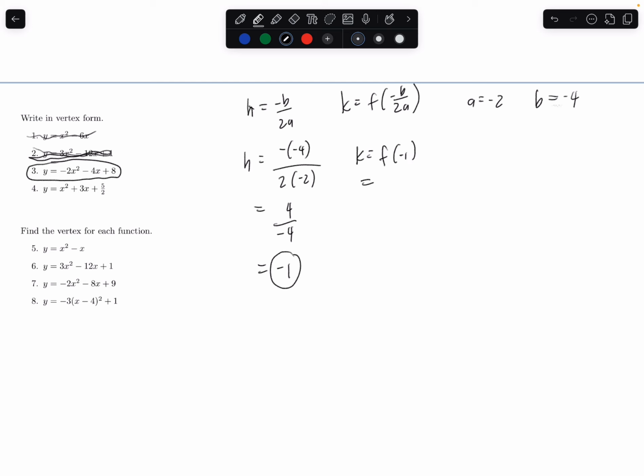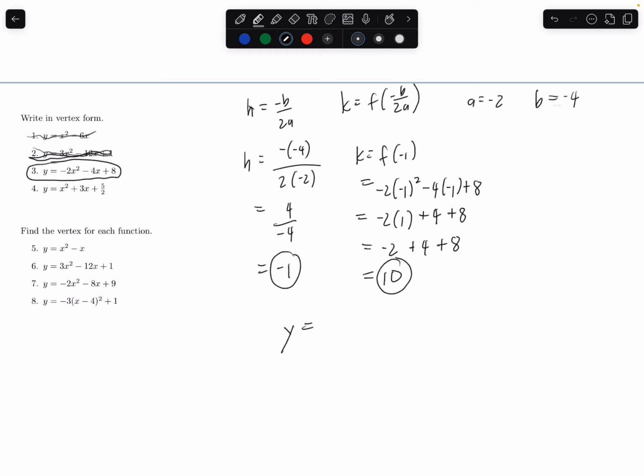Okay, now that means k is f of negative 1. And here the f function is really the y function. That's negative 2, plug in that negative 1 wherever you see x, minus 4 times negative 1 plus 8. Okay, that's going to be negative 2 times negative 1 squared, which is just a regular 1. Negative 4 times negative 1 is positive 4, and plus 8, so I got negative 2 plus 4 plus 8. Negative 2 plus 4 is positive 2, plus 8 is 10. So k is 10.